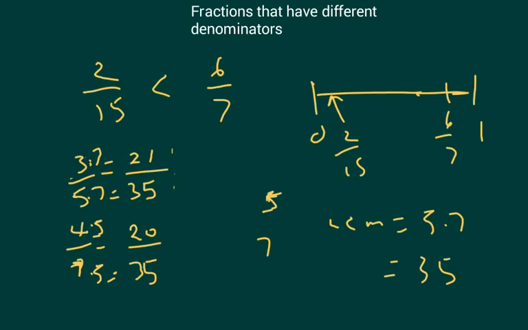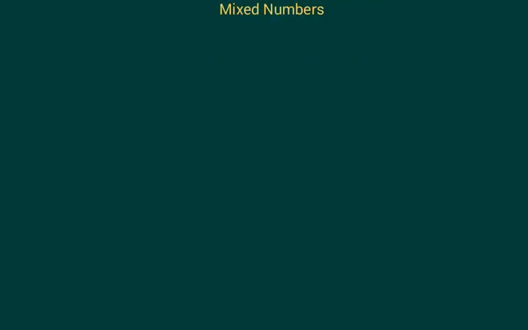So I'm going to find an empty space up here and just write 3/5 greater than 4/7. So when you have fractions with different denominators, you have to find a common denominator and then compare the numerators.